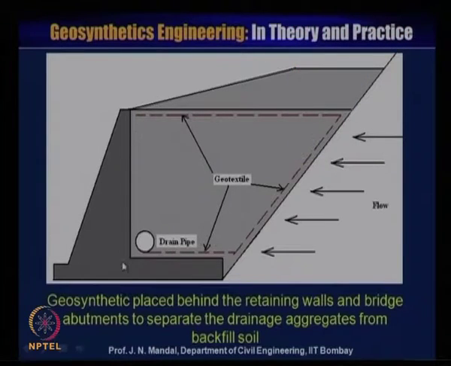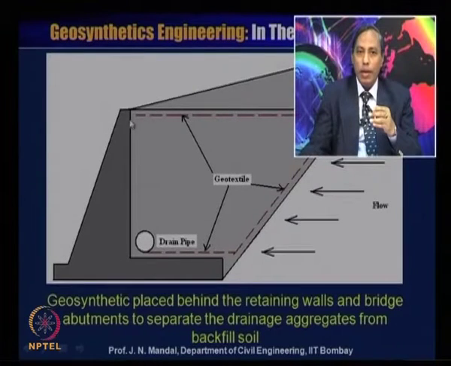Geosynthetic is placed behind the retaining wall and the bridge abutment to separate the drainage aggregate from the backfill soil. You can see that this is the backfill soil, and this is the drainage pipe. The red color is the geosynthetic material at the base, at the back, and also on the top. Whatever water seeps from here, or rainwater from here, is ultimately passed to the drain pipe. That's why geosynthetic is placed behind the retaining wall.